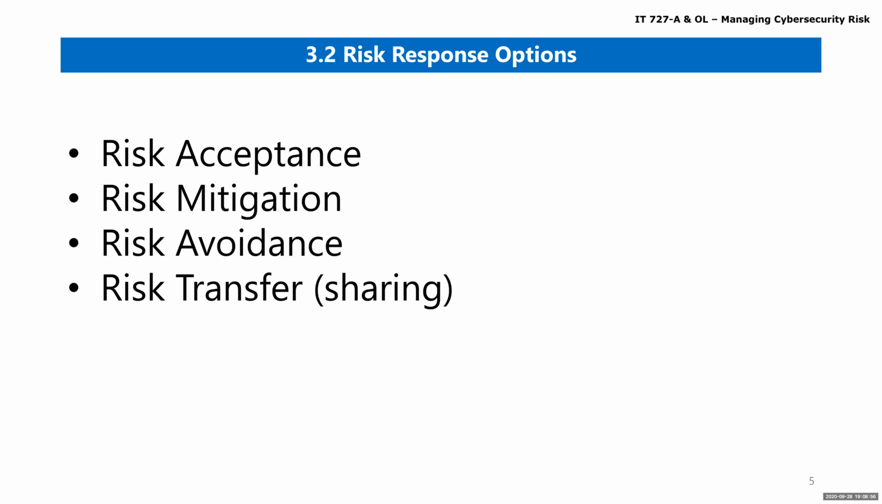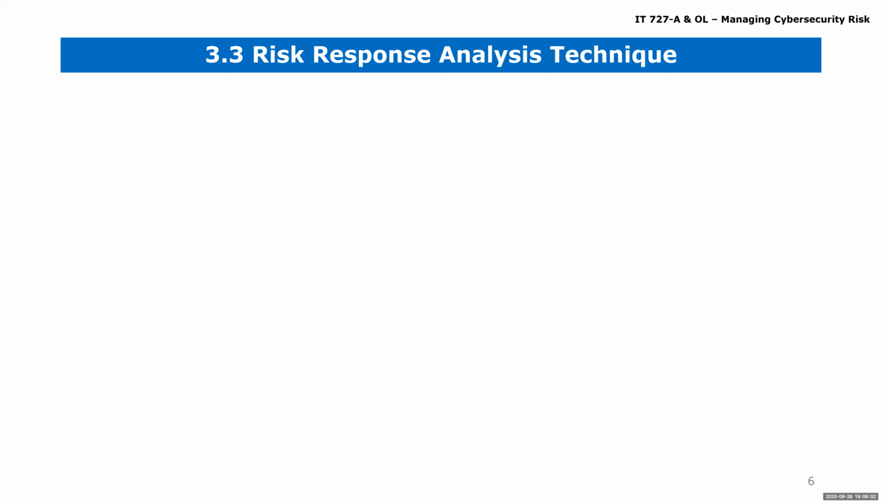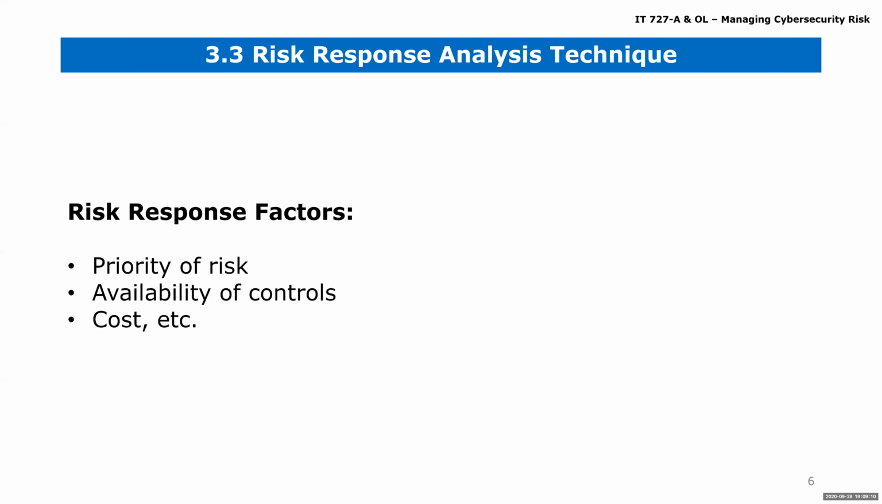So how do you decide which of the response options is the best for you? That brings us to risk response analysis and technique. One of the risk response factors is priority of risk. We touched upon this earlier. Once you identify a risk, you assess it, you then put some ranking to the risk: low, moderate, high, or 10, 9, 8, 7, 6, or say 100, whatever ranking you want to take. Just something that ranks and prioritizes the risk.